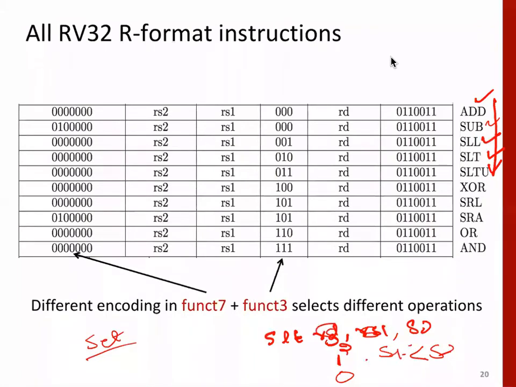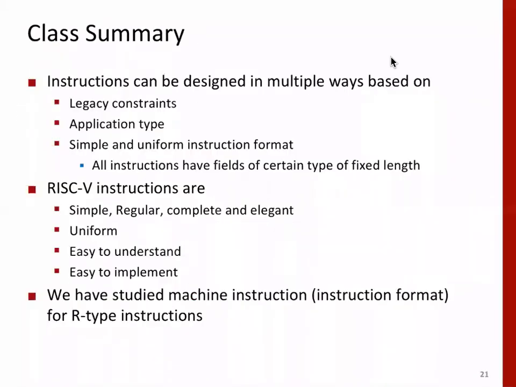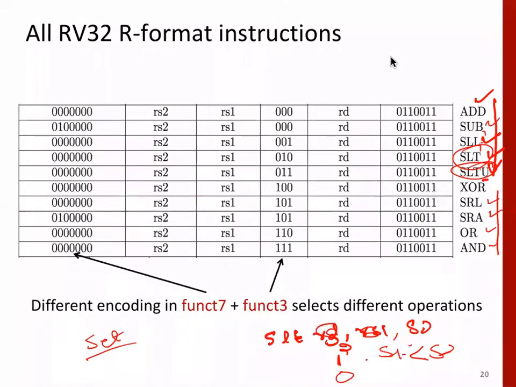Then we have XOR, SRL, SRA, OR, and these all we have studied. Shift right logical, shift right arithmetic, OR and AND. And then shift left logical and set less than unsigned. In the first one we are assuming signed numbers. If these are unsigned, then we use this one. Any question?